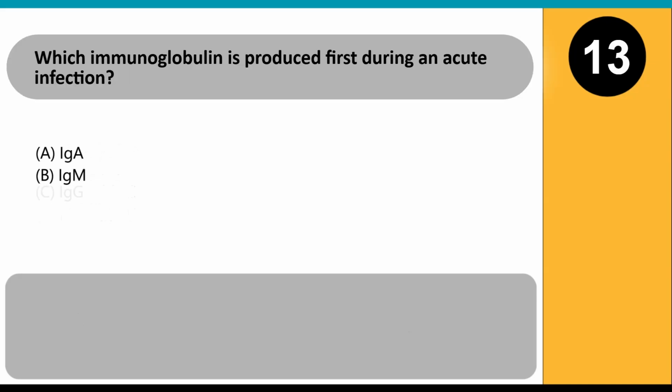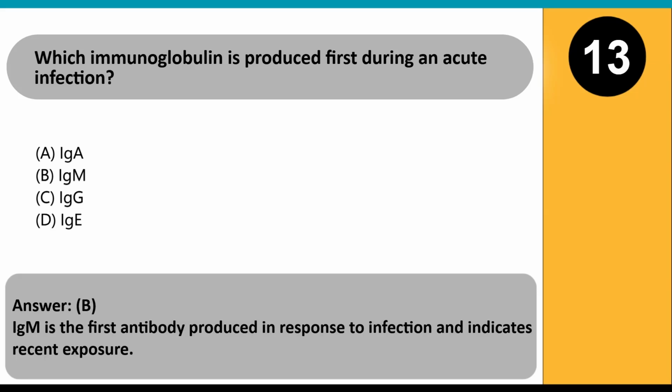Which immunoglobulin is produced first during an acute infection? A. IgA. B. IgM. C. IgG. D. IgA. Answer B. IgM is the first antibody produced in response to infection and indicates recent exposure.